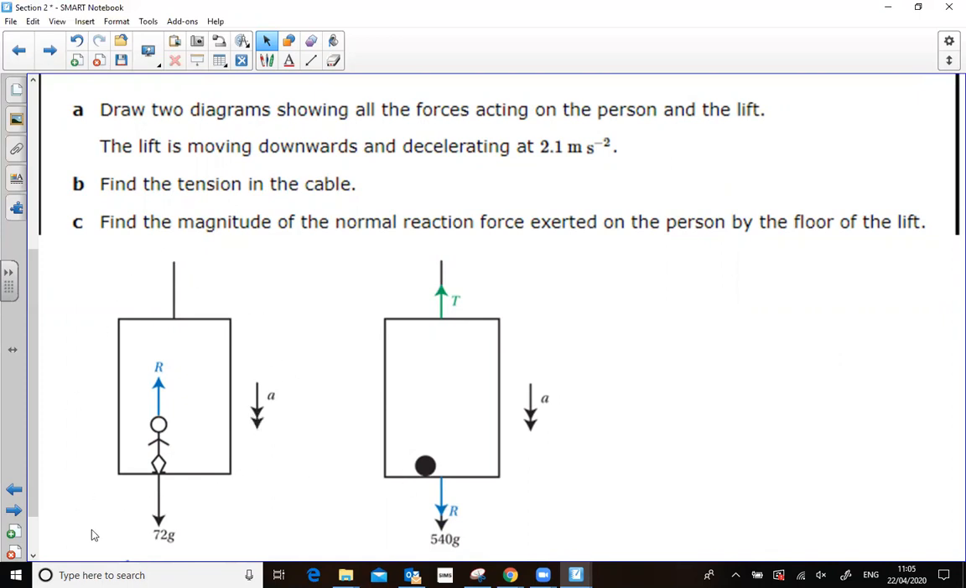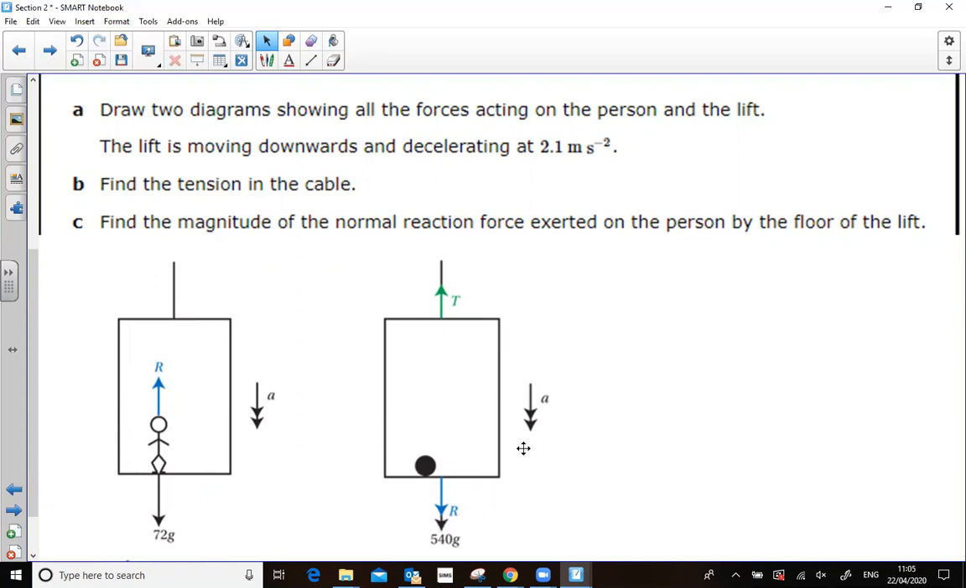So the first one, this is a diagram with all the forces acting on the person. And we have the weight acting downwards. Sorry, it shouldn't be 72 grams. The weight is 72G. And there will be a normal reaction force pointing upwards. And that's it. They are the only two forces acting on the man.